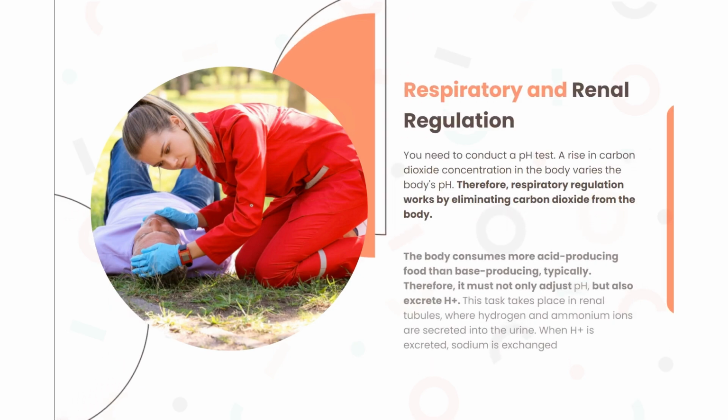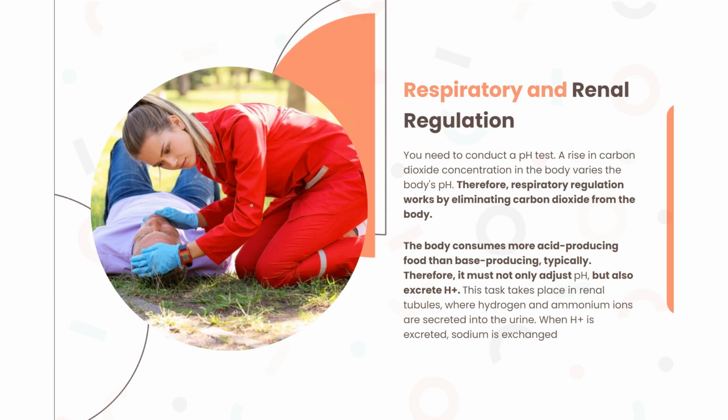Respiratory and renal regulation. You need to conduct a pH test. A rise in carbon dioxide concentration in the body varies the body's pH. Therefore, respiratory regulation works by eliminating carbon dioxide from the body. The body typically consumes more acid-producing food than base-producing. Therefore, it must not only adjust pH, but also excrete H+. This task takes place in renal tubules, where hydrogen and ammonium ions are secreted into the urine. When H+ is excreted, sodium is exchanged.